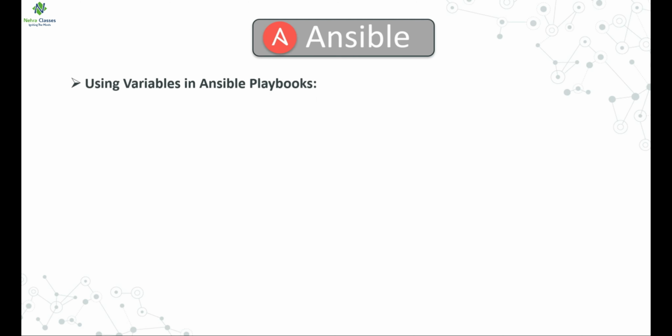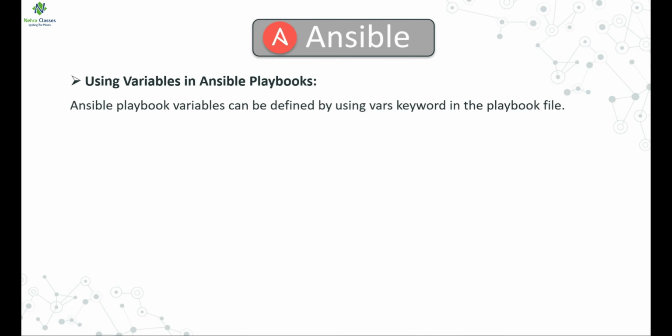Now we will learn how we can use Ansible variables in playbooks. Ansible playbook variables can be defined by using the vars keyword in the playbook file. If you want to write a playbook file, you can start it with three dashes, as I told you in the previous session. After that, you can mention the host group name. So you can write hyphen space hosts colon space, and after that you can mention the group name where you want to run this playbook.